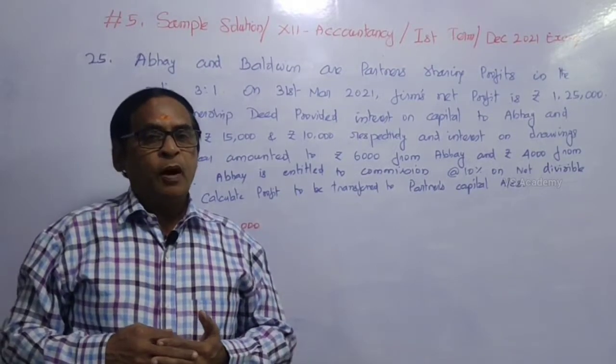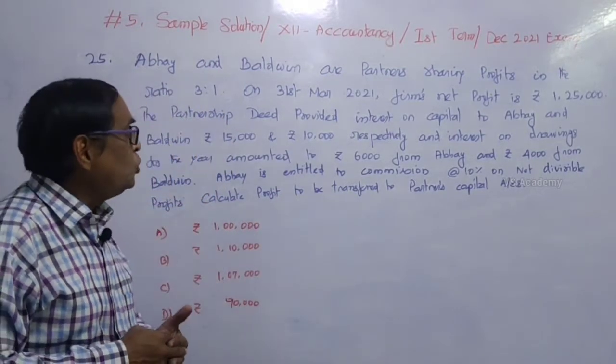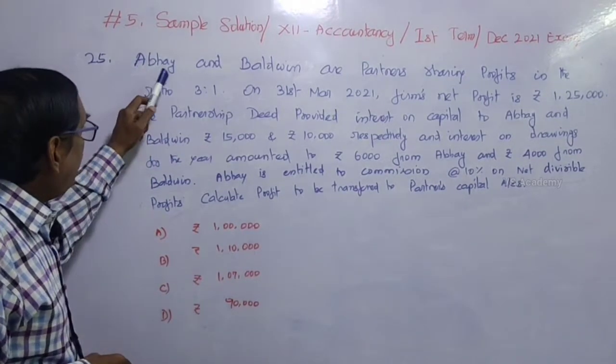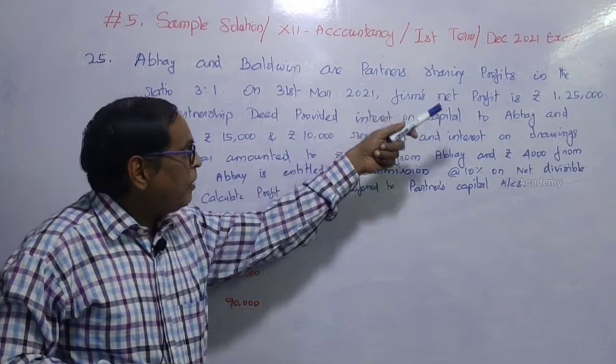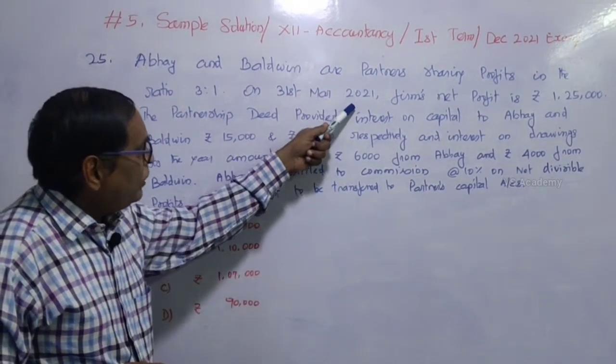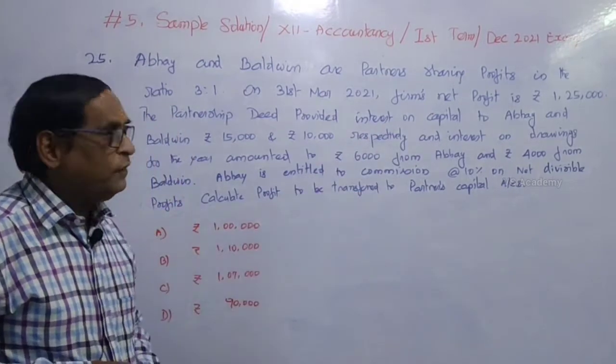Continue part 5 of sample solutions plus 2 accountancy. The question number 25. Abhay and Baldwin are partners sharing profits in the ratio 3:1. On 31st March 2021, the firm's net profit is 1,25,000.